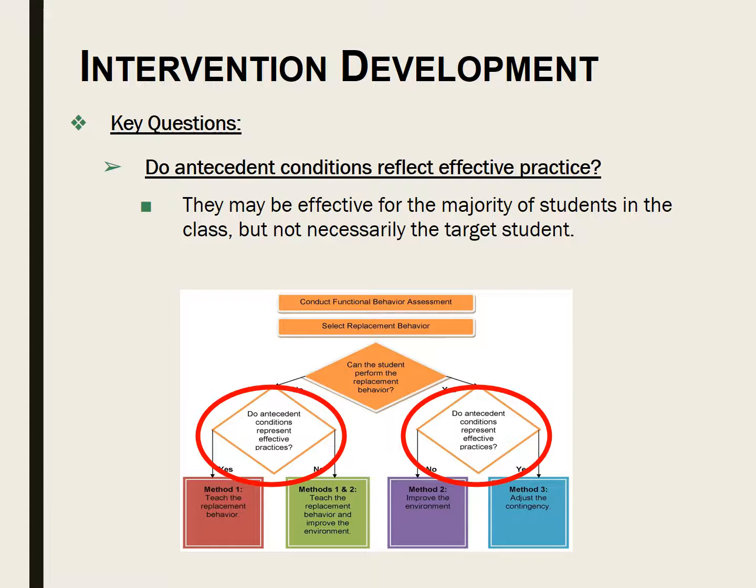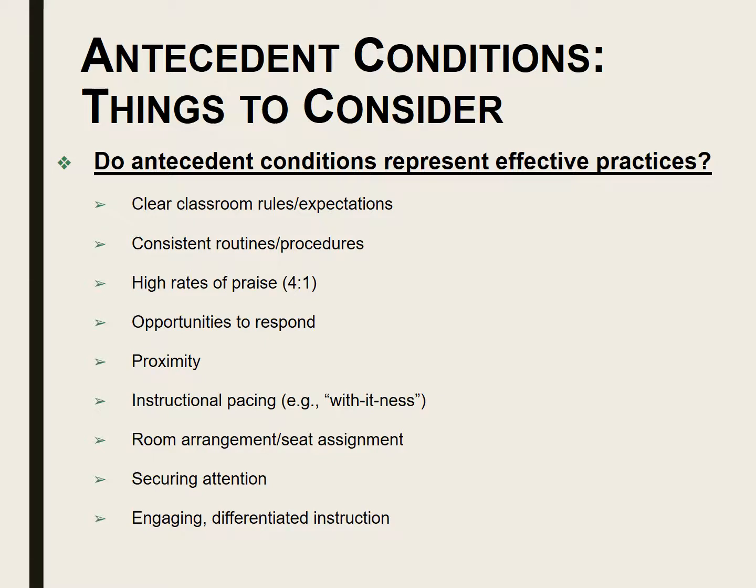The next question is the same on both sides. The next key question says, do antecedent conditions reflect effective practice? They may be effective for the majority of the students in the class, but not necessarily for the target student. You may be asking yourself, well, what are effective antecedent conditions? Well, there are several things to consider.